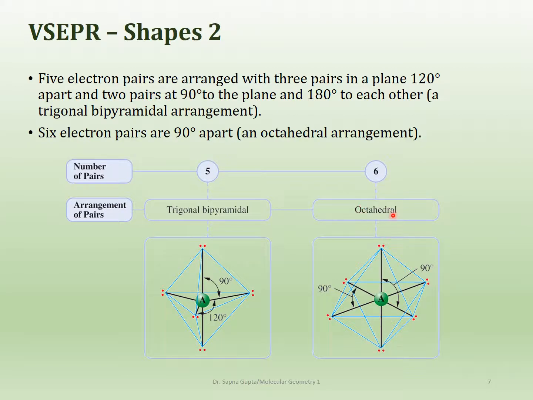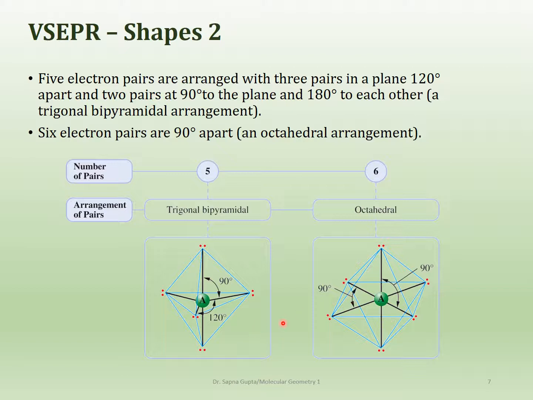This arrangement is called octahedral, and you have two different bond angles here. One is the 90-degree bond angle, which is between the vertical and the horizontal one, and then there is the 180 degrees going from top to bottom. And between this square plane over here, that is also 90 degrees. So you have two angles over here.